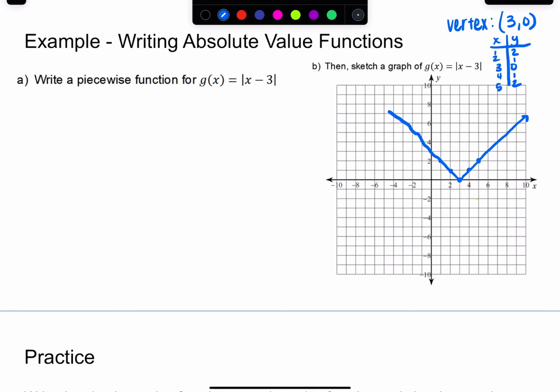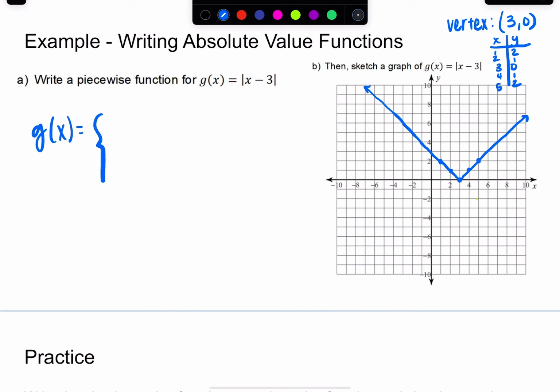And be extra careful on these. Don't do a super janky line like I just did. Make sure it stays going in the path that it's supposed to go in, because you want to be able to see your y-intercept especially. There we go. Okay. Now we're going to write a piecewise function.